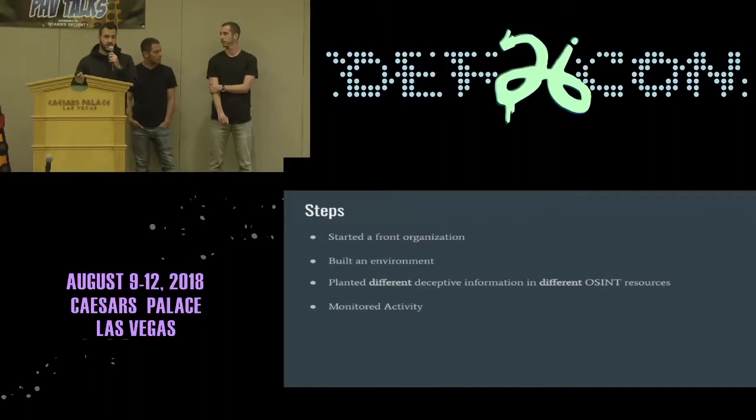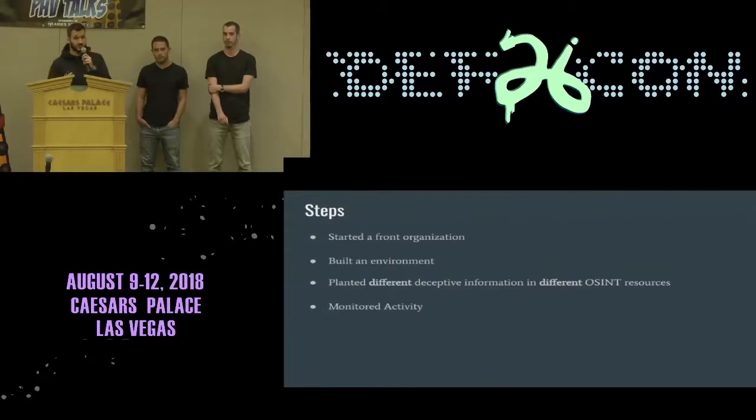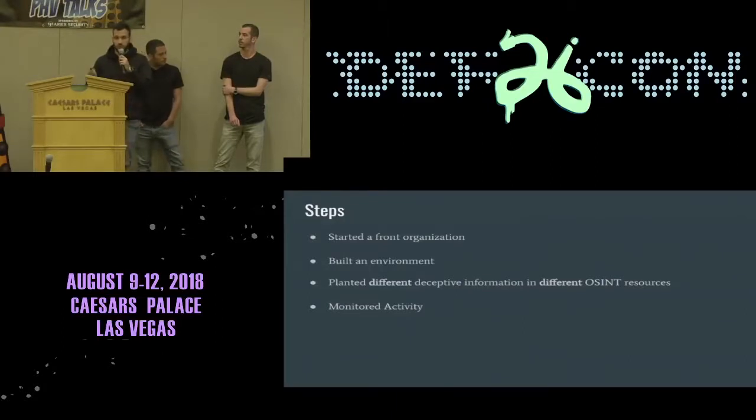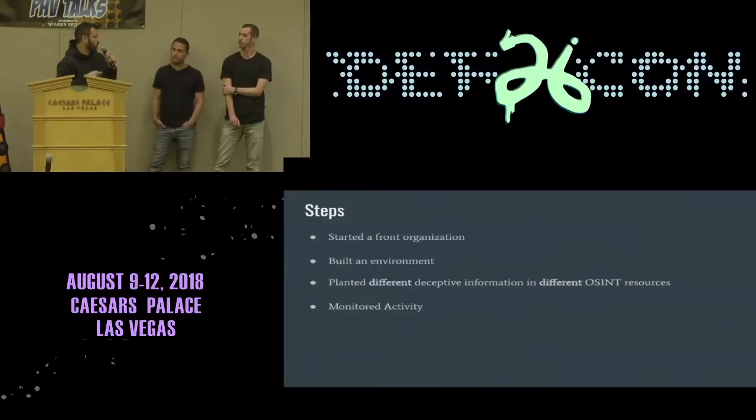And in order to answer that question, we had the following steps. Please note that we had to take 2 extra steps because we didn't want to do our experiment on a real organization. We wanted to make the initial experiment on a fake company or a fake environment that we control. So the first step was to create a front organization, a fake company, and then we created a corresponding computer network for that company. Then we planted the deceptions in OSINT resources, and we monitored the attackers' activity or their attempts to use those credentials.